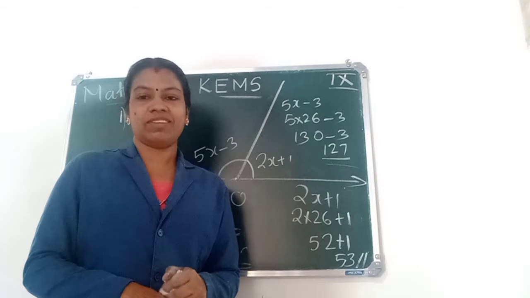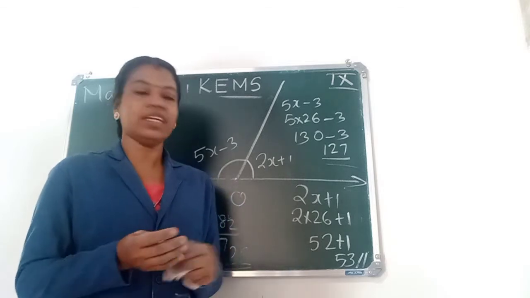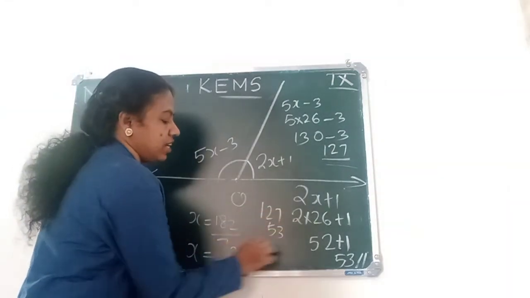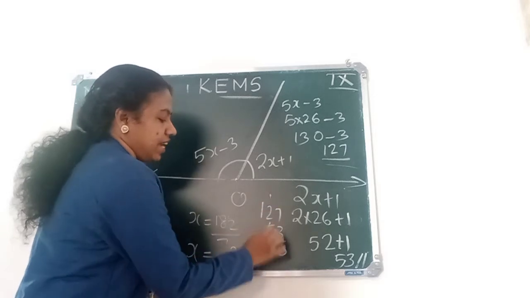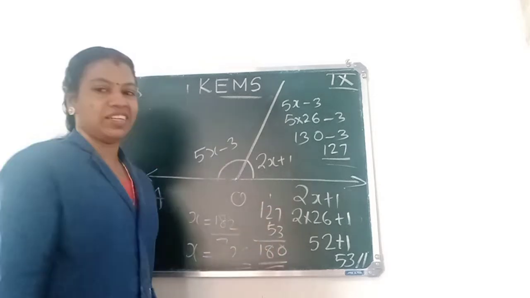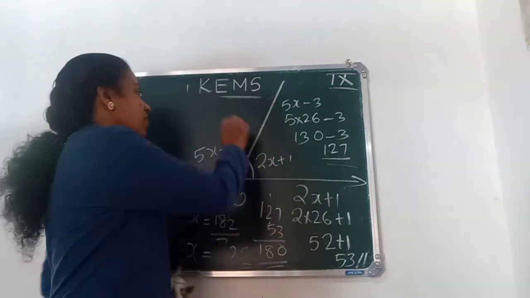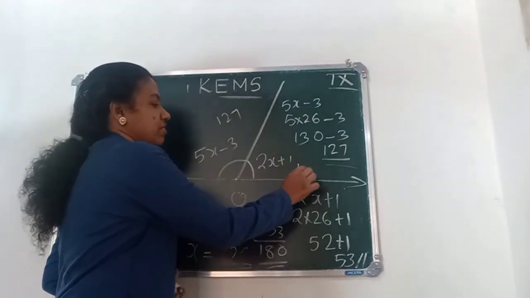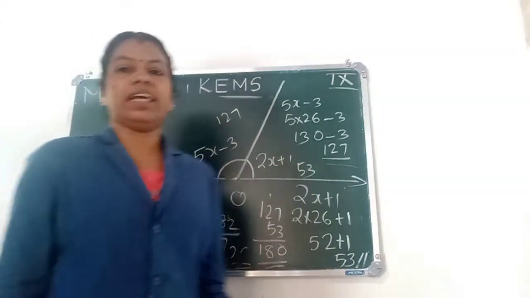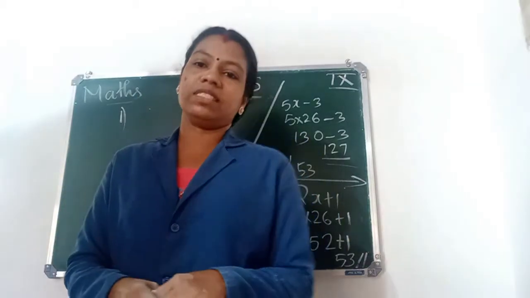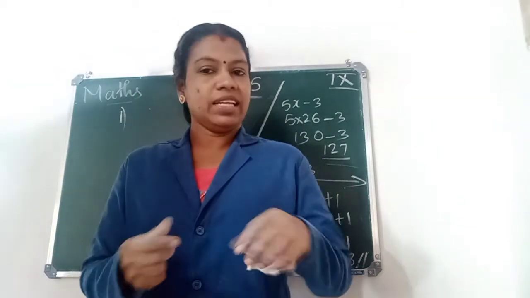Second angle is 53, first one 127. Now just check whether it is a linear pair or not. Yes, 127 plus 53 equals 180. So this is a linear pair. The two angles are here 127, here 53. Okay, clear? So using these properties, we can solve the question very easily.